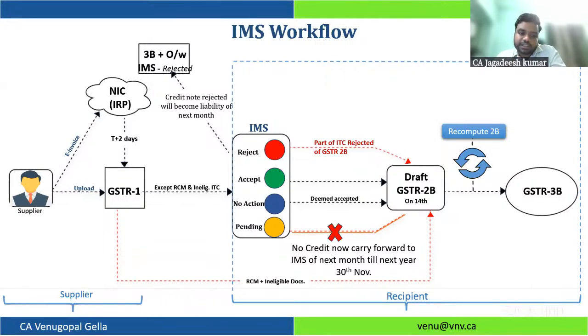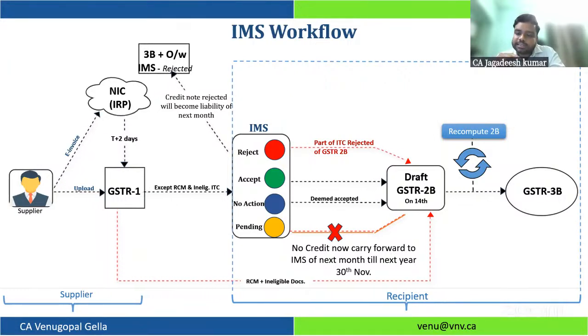So we'll see how the ITC will change based upon his actions. Let's say if the recipient has rejected the record, then it will travel to my 2B under the rejected category. It will go and sit in my rejected section in my 2B. If we accept it, or if he has taken no action, in case of no action, it will be deemed to be accepted. Either he accepted or no action taken. In those two cases, records will flow to my GSTR 2B as accepted.